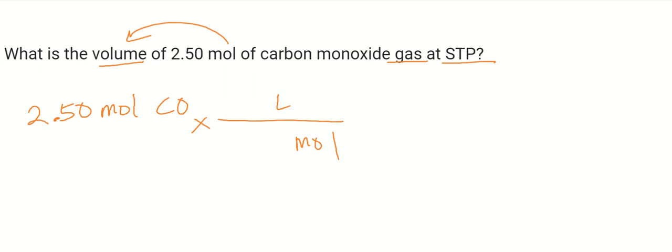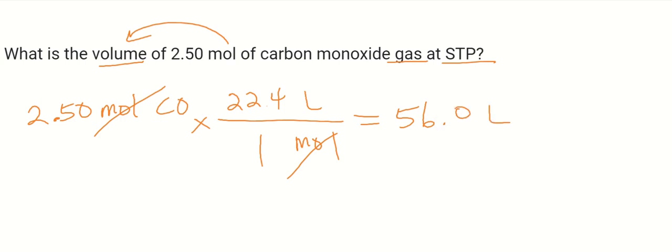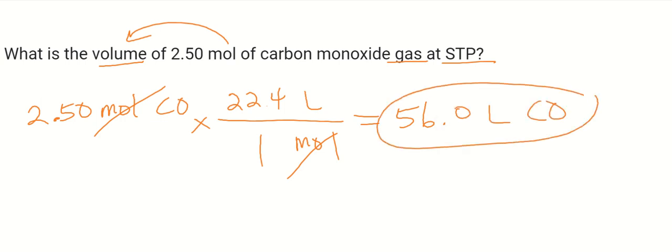All right, so 22.4 liters is equal to 1 mole of any gas at STP. 2.5 times 22.4 is 56. How many digits? We need one more sig fig, so 56.0 liters of carbon monoxide. Looks good.